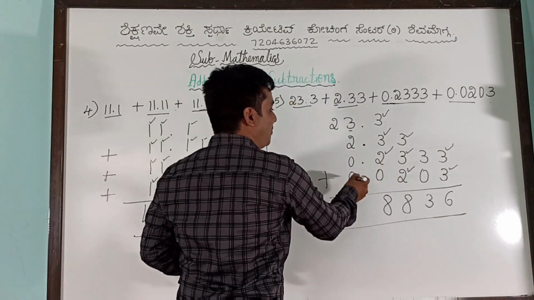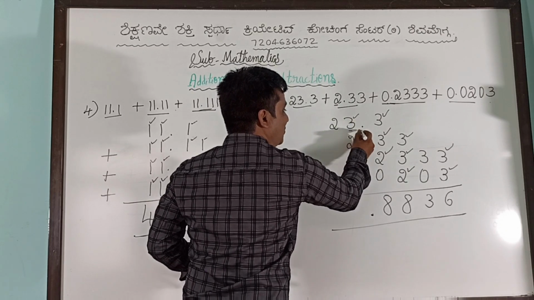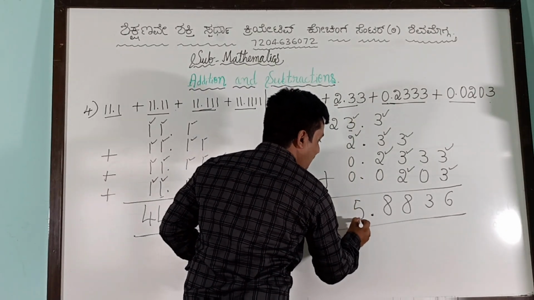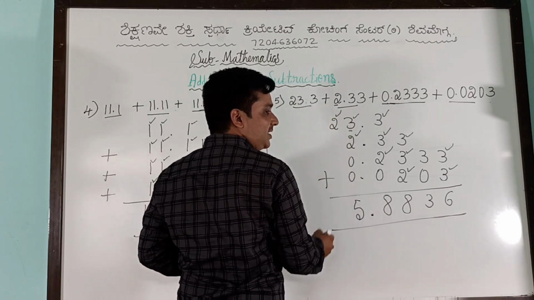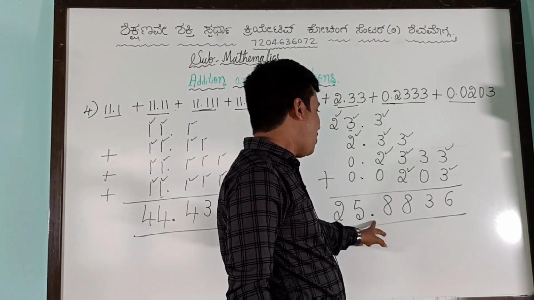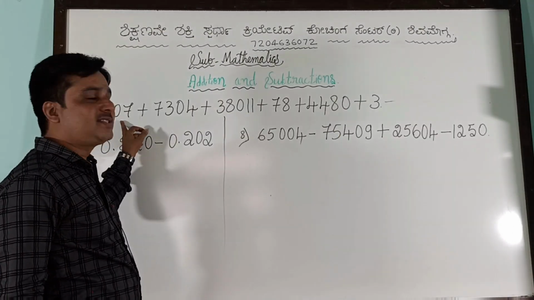Let's write the decimal point here as it is. 3 plus 2 is 5. 5 plus 0 is 5. 5 plus 0 is 5. Let's write 5 here. Next, 2 is left here, so let's write 2. So our answer is 25.8836.